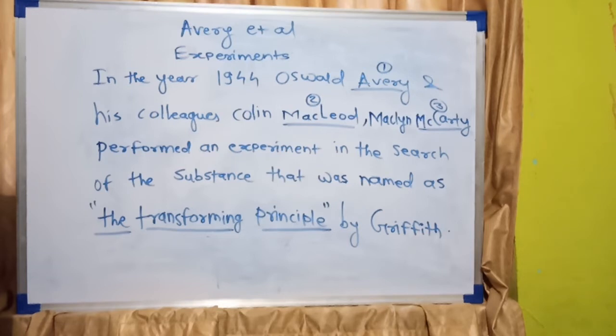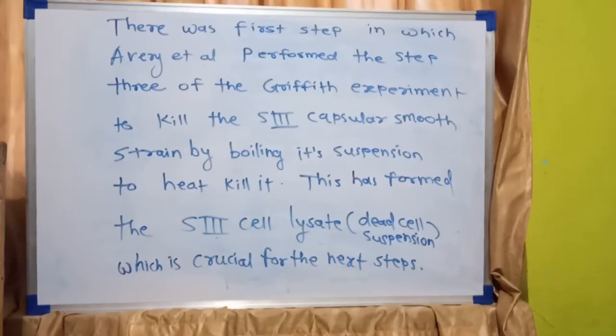So let's continue with the steps. As you can see, he along with his two colleagues performed the first step, in which three of Griffith's experiments steps were used to kill the S3 capsular smooth strain by boiling its suspension to heat kill it. This has formed the S3 cell lysate. Lysate is nothing but a dead cell suspension, which is crucial for the next steps of the Avery et al. experiments.